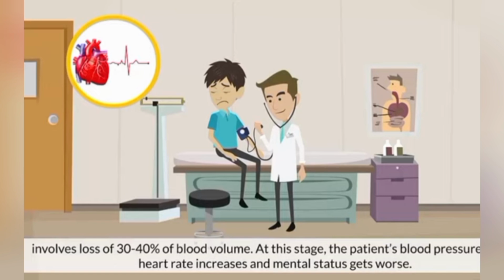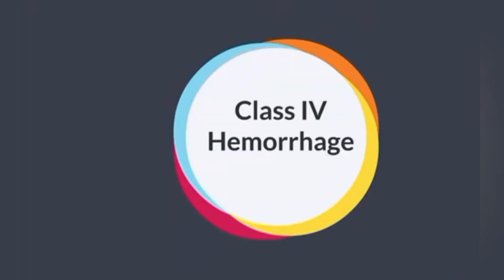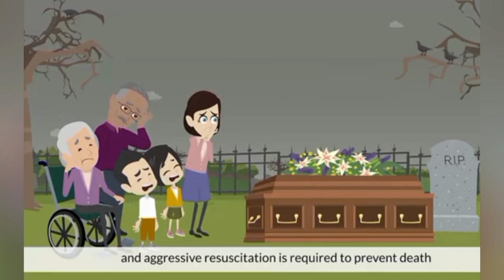At this stage, the patient's blood pressure drops, heart rate increases, and mental status gets worse. Fluid resuscitation and blood transfusion are usually necessary. Class 4 hemorrhage involves loss of blood volume greater than 40%. At this stage, the limit of the body's compensation is reached, and aggressive resuscitation is required to prevent death.